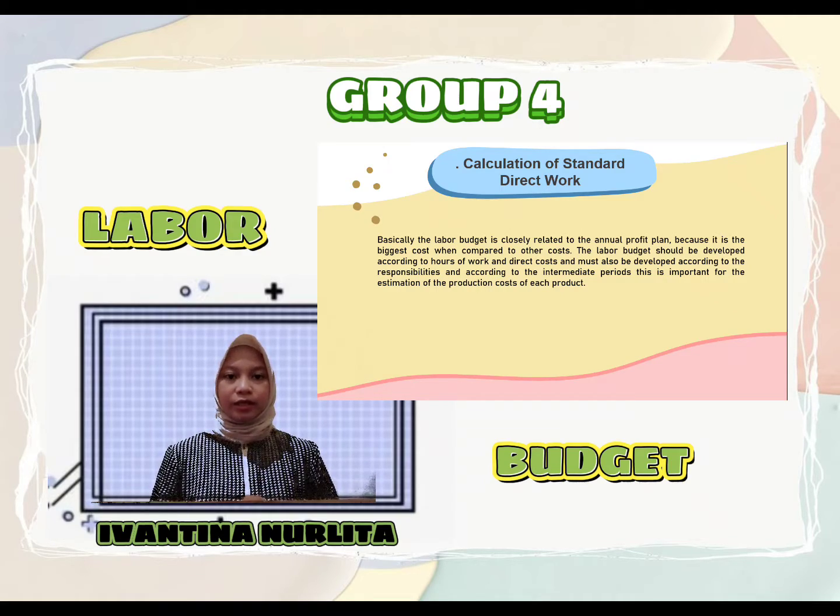Basically, the labor budget is closely related to the annual profit plan because it is the biggest cost when compared to other costs. The labor budget should be developed according to hours of work and direct costs, and must also be developed according to the responsibilities and the intermediate periods. This is important for the estimation of the production cost of each product.